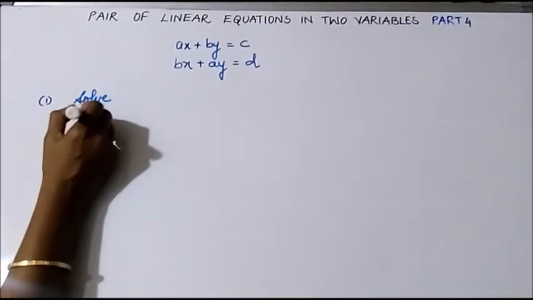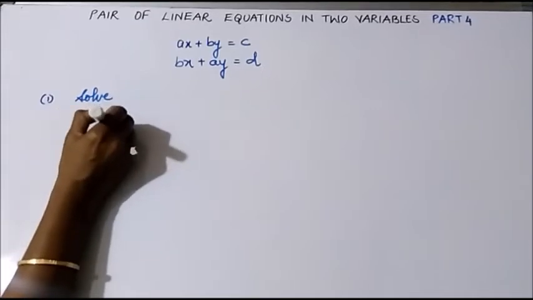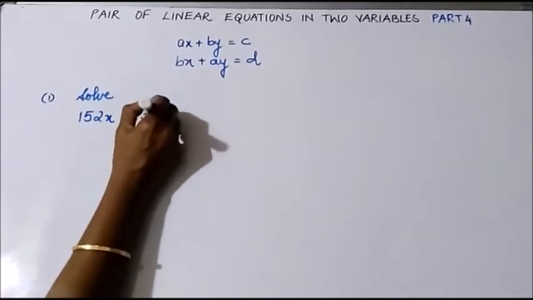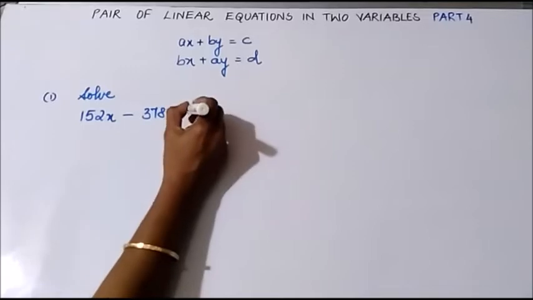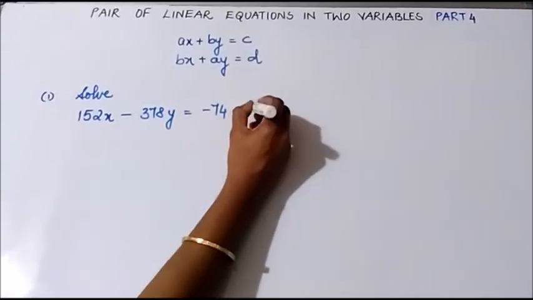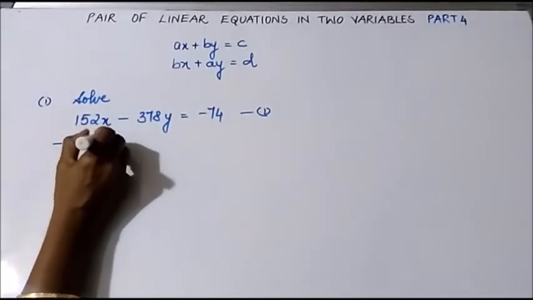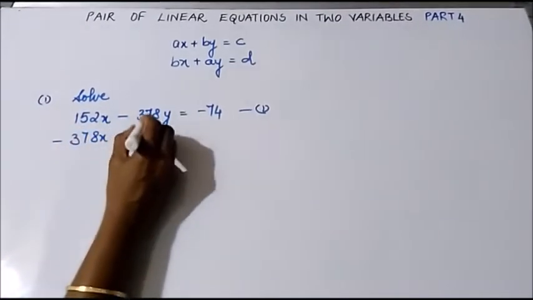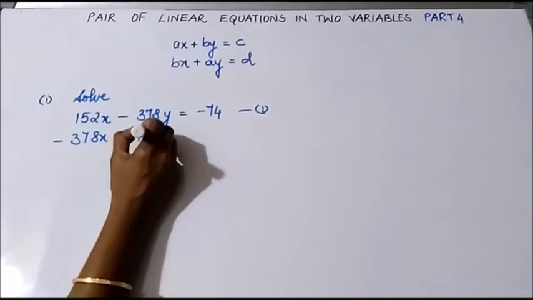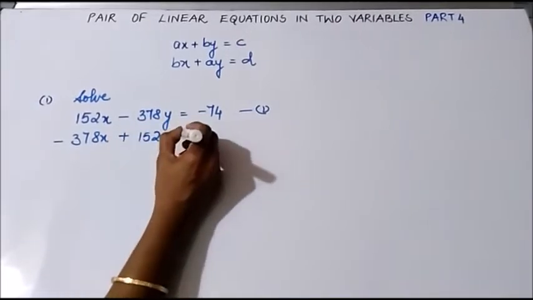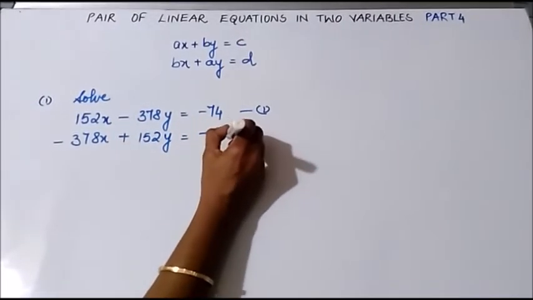Here the equations are 152x minus 378y is equal to minus 74. This is the first equation. Second equation, minus 378x plus 152y is equal to minus 604.